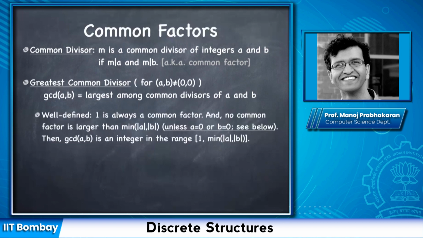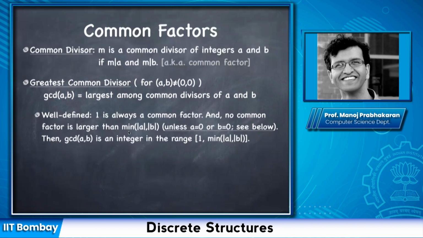It's not empty because one divides every number. So one divides a and one divides b. So it is there in the set of common divisors. And the set is not infinite because we can put an upper bound on what the largest element there could be. In fact, suppose a and b are both not 0, then we can say this, right?